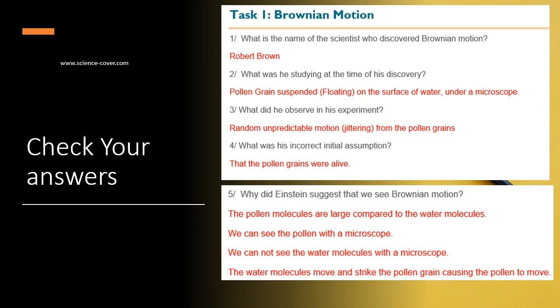Why did Einstein suggest that we see Brownian motion? He said the pollen molecules were large compared to the water molecules, so we could see the pollen with a microscope, but we could not see the water molecules with a microscope. The water molecules are moving and strike the pollen grain, causing the pollen to move.